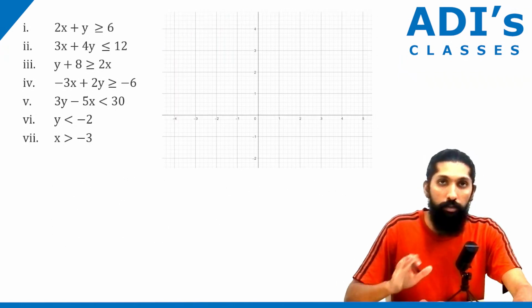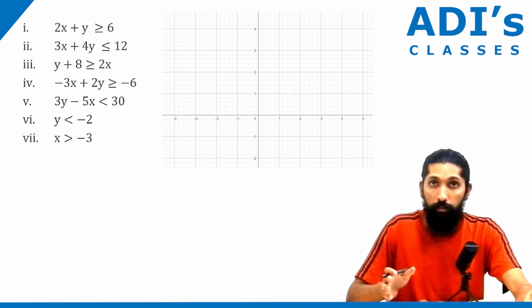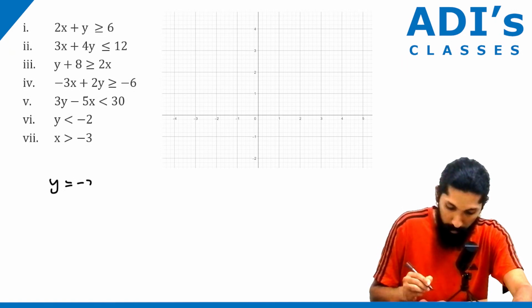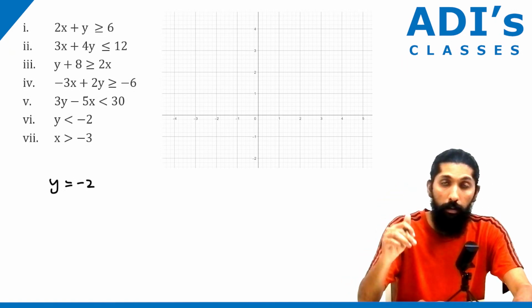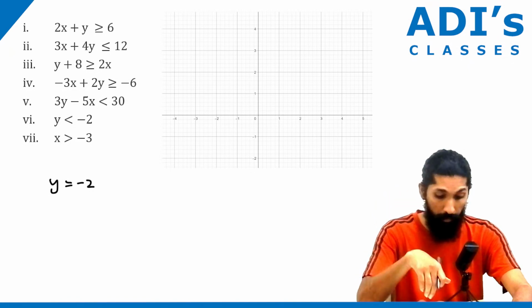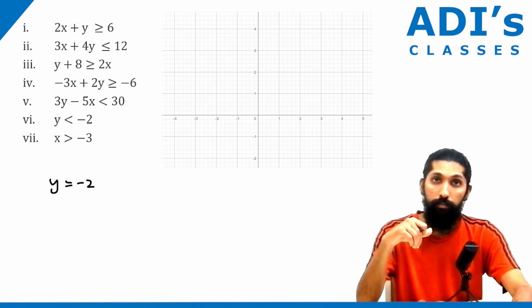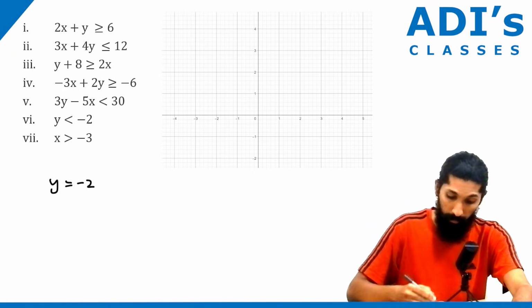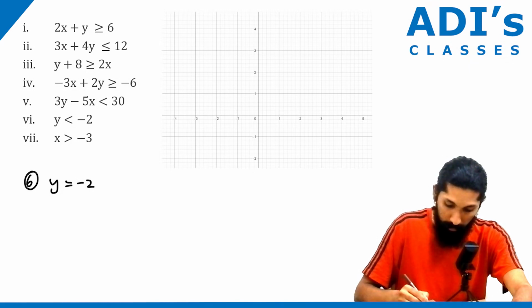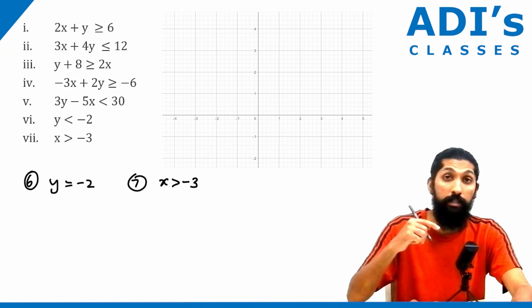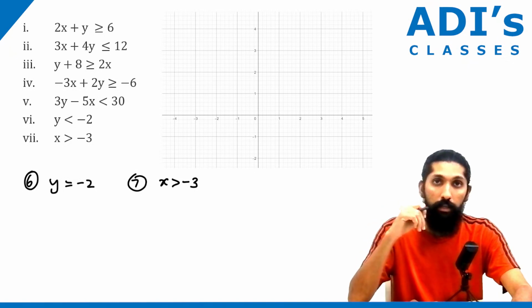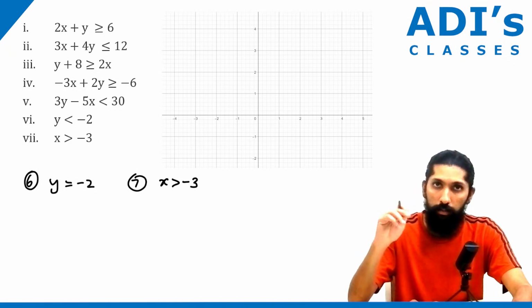Let's do the next one. Guys, these last two questions, you can just plot across in one graph only. Very easy. The sixth one, you have y is equal to minus 2, a straight line parallel to the x-axis, correct? But here it's y less than minus 2. And the seventh question is x is greater than minus 3. If you have x is equal to minus 3, it's a line parallel to the y-axis, and it's greater than. So we can figure out what the values are.